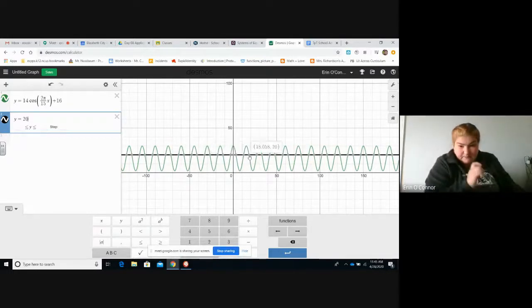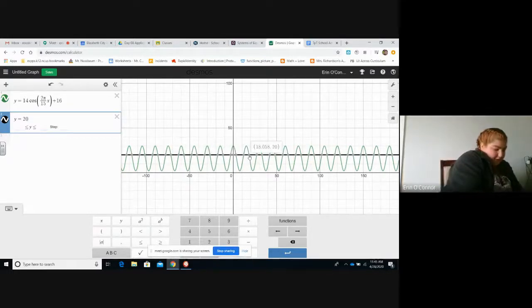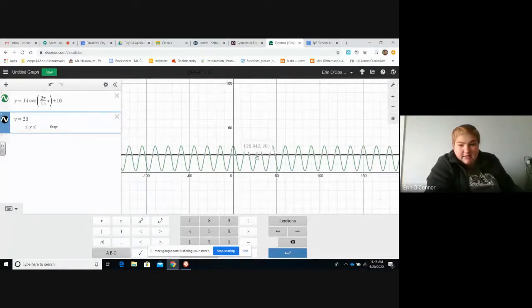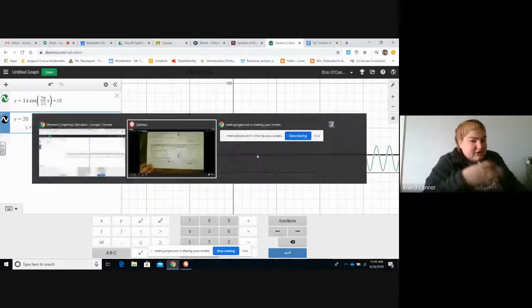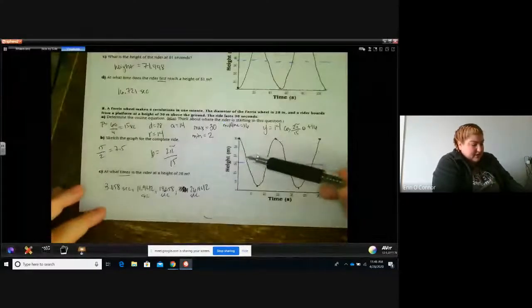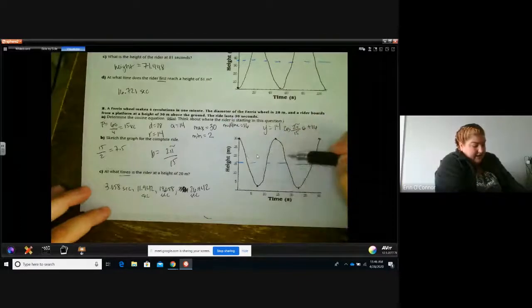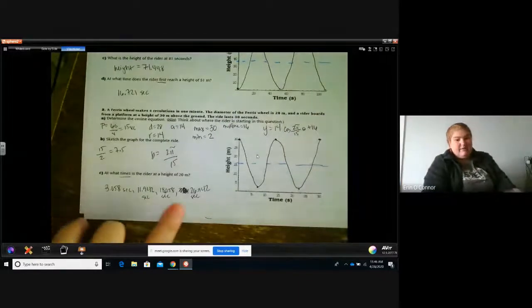The next one is at 18.058. And the last one is at 26.942. And all of these are seconds. So I should write seconds under all of them. And we did that because it was 2 full revolutions. So we had to know at 20, it's hitting here, here, here, here. There's 4 of them. 1, 2, 3, 4.